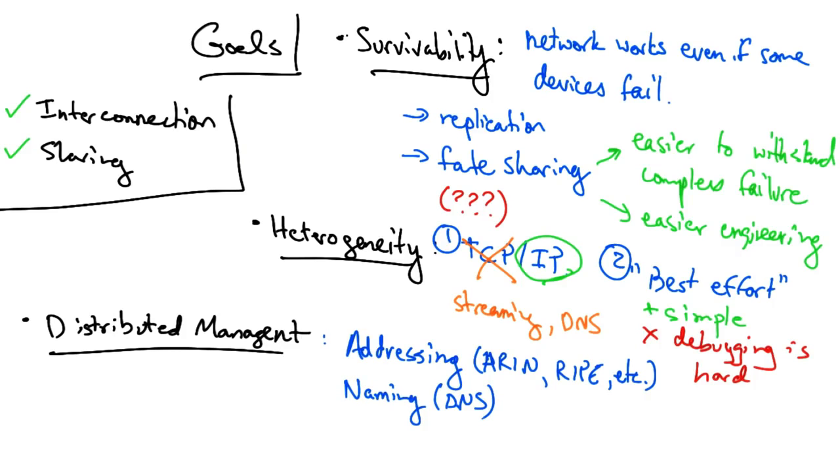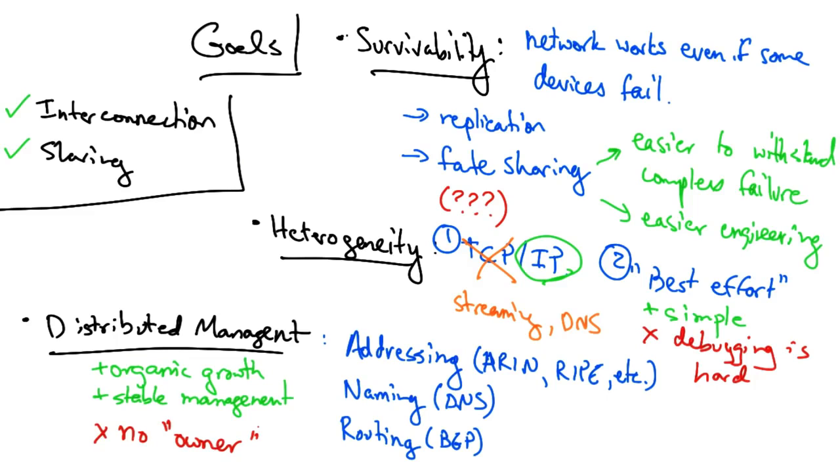DNS allows each independent organization to manage its own names, and BGP allows each independently operated network to configure its own routing policy. This means that no single entity needs to be in charge, and thus allows for organic growth and stable management. On the downside, the Internet has no single owner or responsible party. And as Clark said, some of the most significant problems with the Internet relate to the lack of sufficient tools for distributed management, especially in the area of routing.